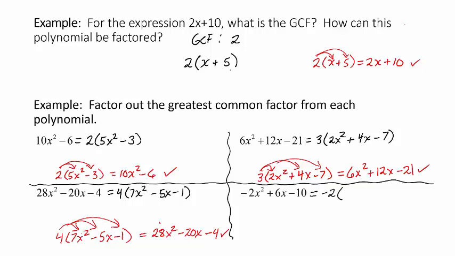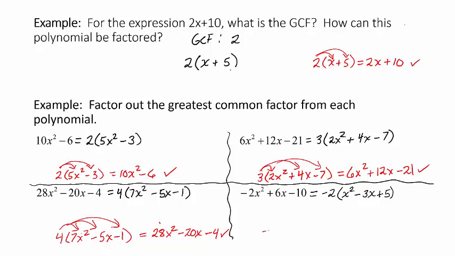Okay, so negative 2 times x squared would give us negative 2x squared. If I factored a negative 2 out of a positive 6x, I'm going to have minus 3x, right? Negative 2 times negative 3 is positive 6. Okay, and if I'm going to factor a negative 2 out of negative 10, I'm going to have a positive 5, right? Because negative 2 times positive 5 is negative 10. Okay, so that's the factored form.